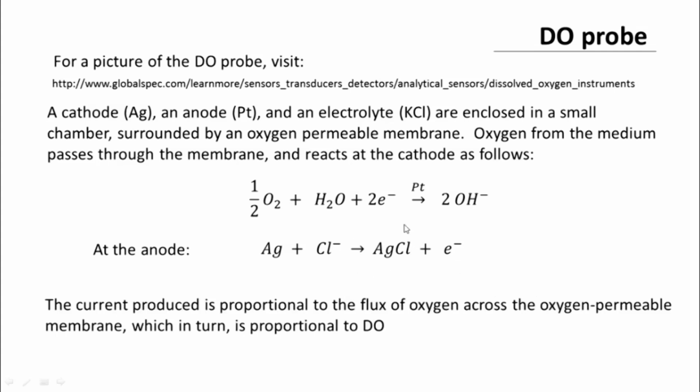When there are electrons being transferred at the electrodes, if you connect the electrodes with a wire, you would see a current. The current produced is proportional to the flux of oxygen across the oxygen permeable membrane, which in turn is proportional to the dissolved oxygen. That's the principle here. So you have the cathodic reaction, you have the anodic reaction. I think this has been switched around, don't worry about it. And this is the principle of the electrochemical probe. There are other optical probes too. I've shown you a link to this optical DO sensor, which is a video. You can look at the video to find that out.